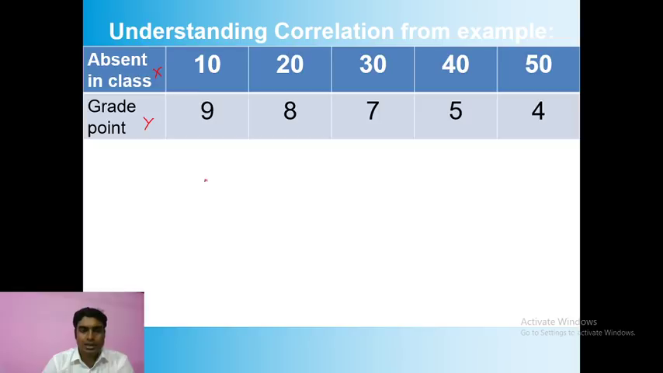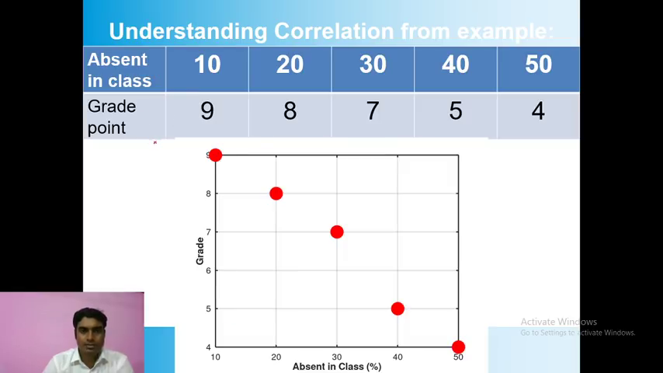Similarly, I can plot this data. I can plot the first variable x on the x-axis, and the other variable, the grade point, on the y-axis. So the first data is 10, 9 here, then 20, 8 here, and 30, 7 here, and 40, 5 here, and 50, 4 here. Now I see when I increase x, then the y value is gradually decreasing.